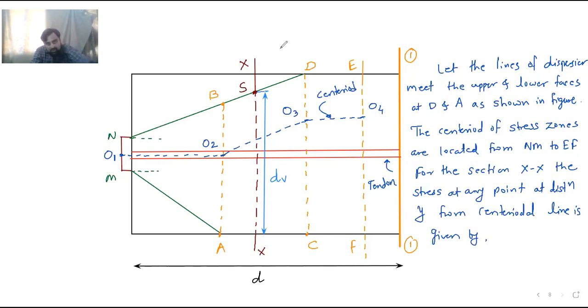See, for any general section XX, the stress at any point, so here we have considered point S, the stress at any point on this section, okay, at a distance y from centroidal line. So this is the centroidal line. So from the centroidal line at a distance y, so this distance is y, or where you have taken the point. Suppose I have taken point S is here, you can take the point over here also, anywhere. So at a general distance y, whatever may be the y distance, it is given by, okay. So this stress is finally given by the formula.